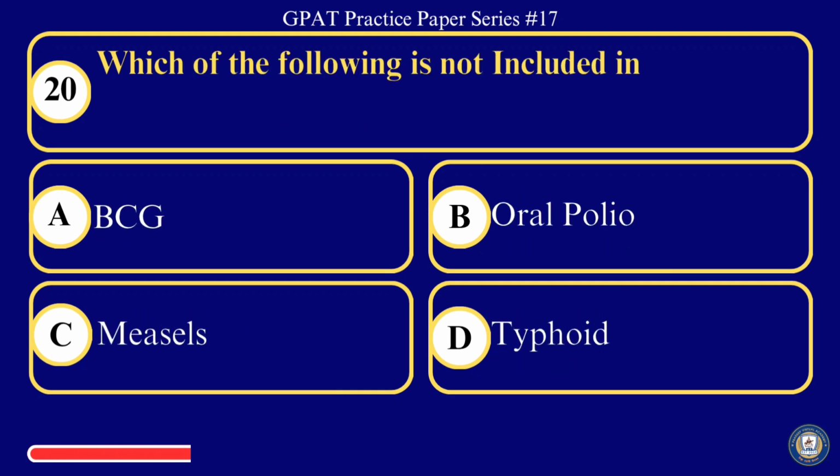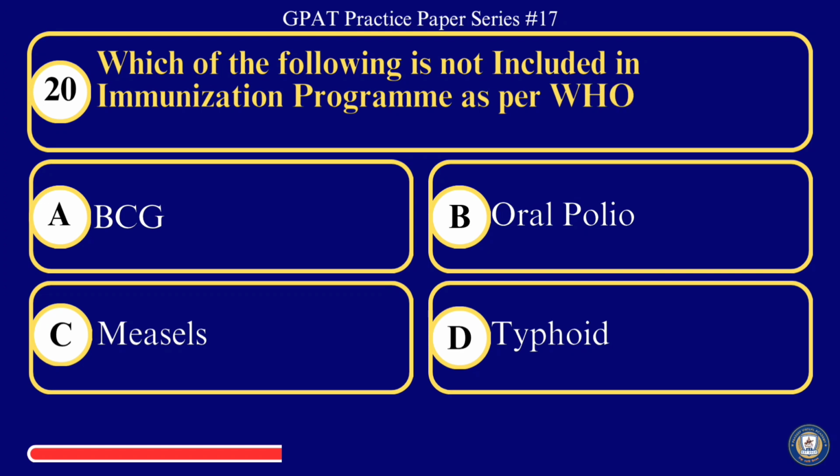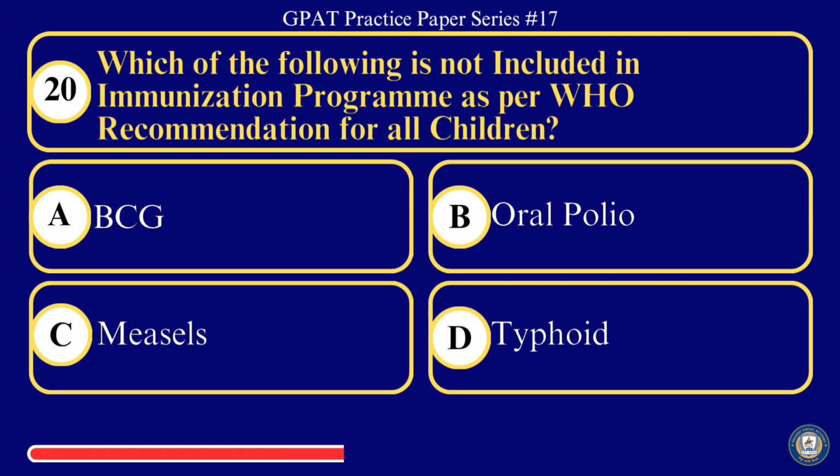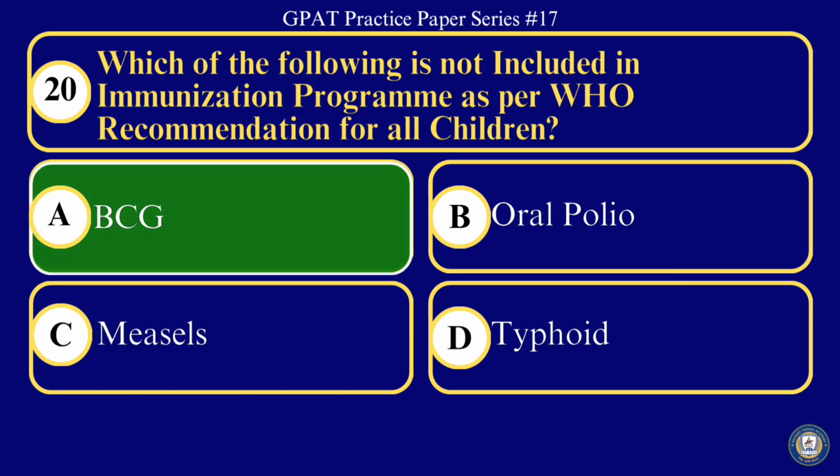Question number 20. Which of the following is not included in immunization program as per WHO recommendation for all children? Your options are A. BCG, B. Oral polio, C. Measles, and D. Typhoid. And the correct answer is option A, BCG.